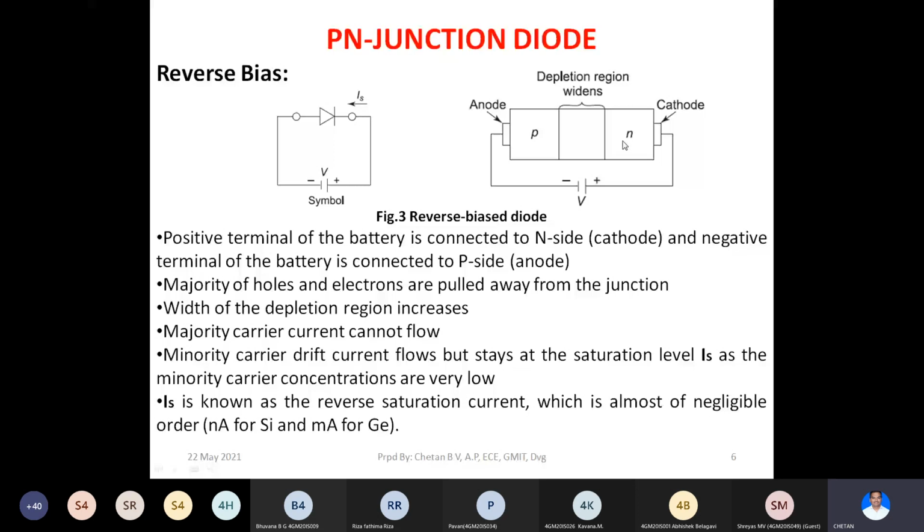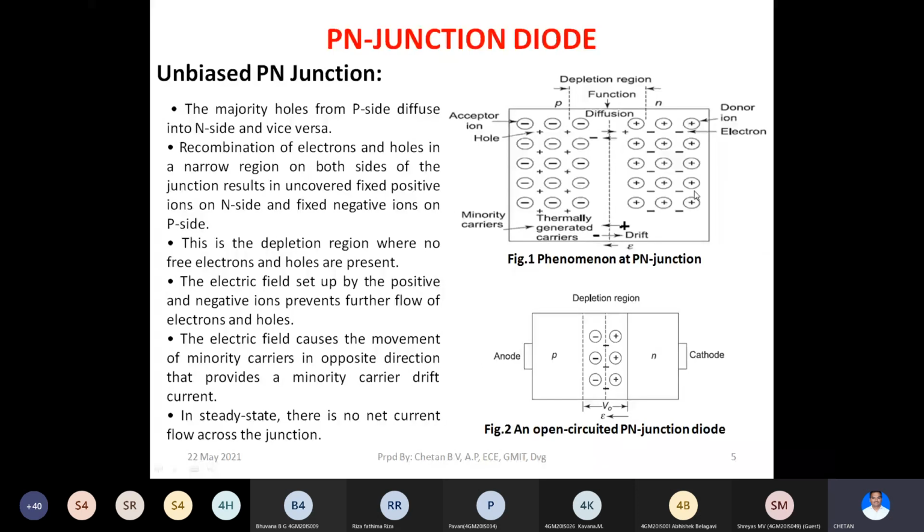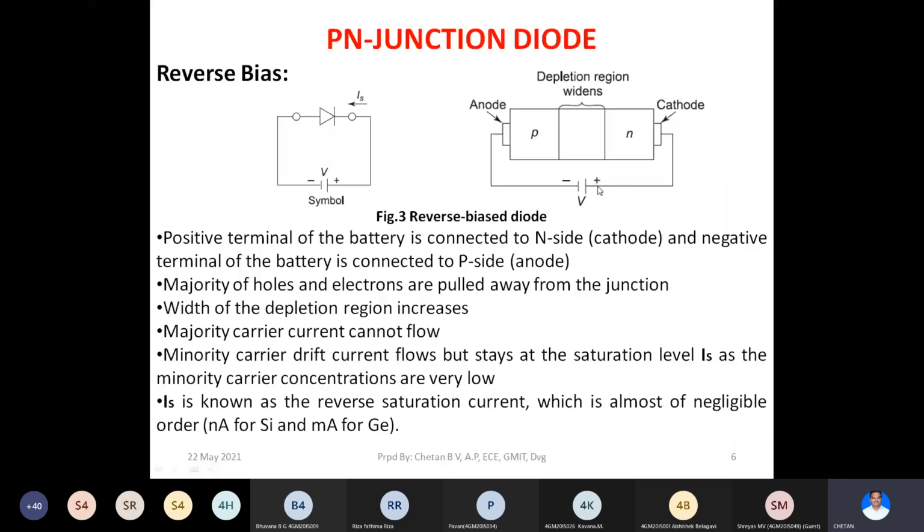So here on the n side, what you can see is the positive ions which are formed in the depletion region. The further movement of electrons towards the positive terminal of the battery will also increase the width of the depletion region. So on both sides, the width of the depletion region will increase, and a small amount of current will flow. That small amount of current is nothing but reverse saturation current, which is formed due to the minority charge carriers.